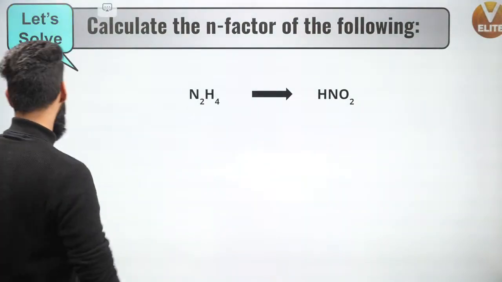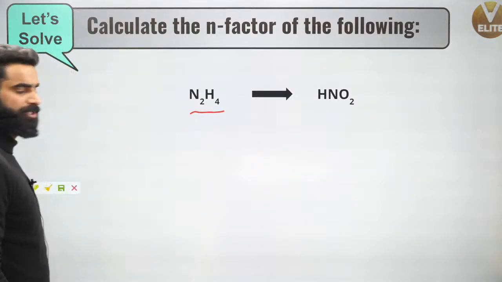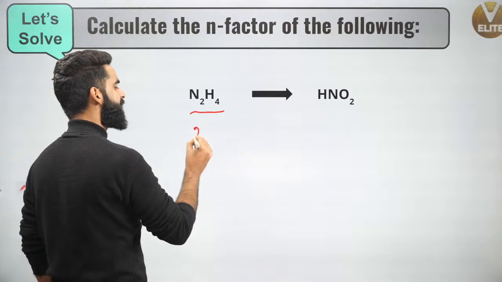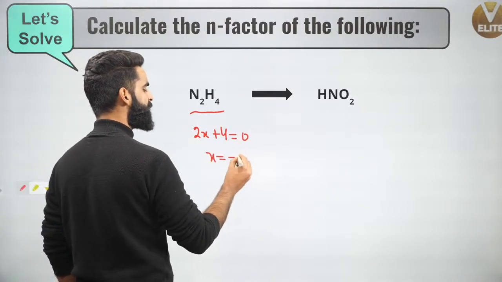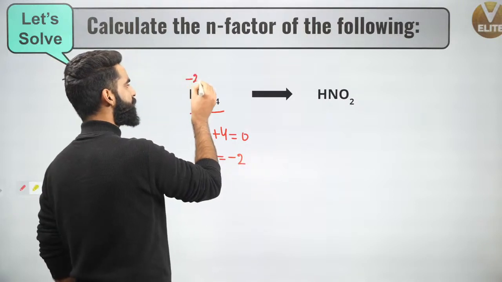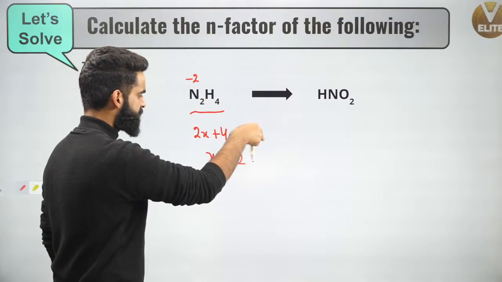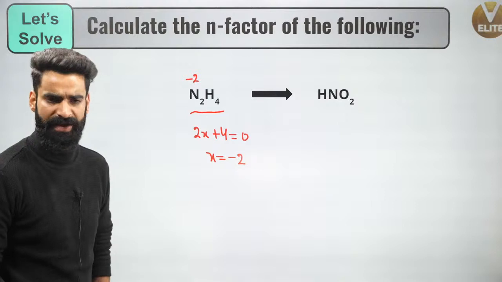One more simple question. I want you to calculate the N factor of this N2H4 right here. You can easily do it, correct? Let's calculate the oxidation state of this nitrogen. Isn't it going to be 2x plus 4 is equal to 0? So 2x is equal to -4, x is equal to -2. The oxidation state of nitrogen right here is -2.